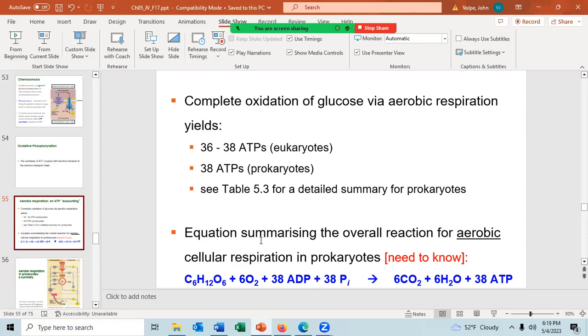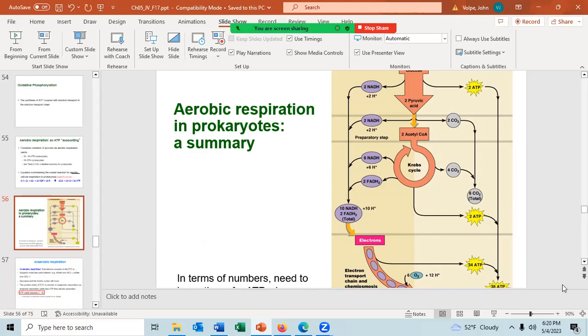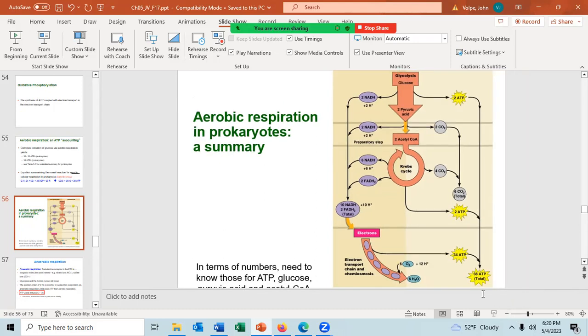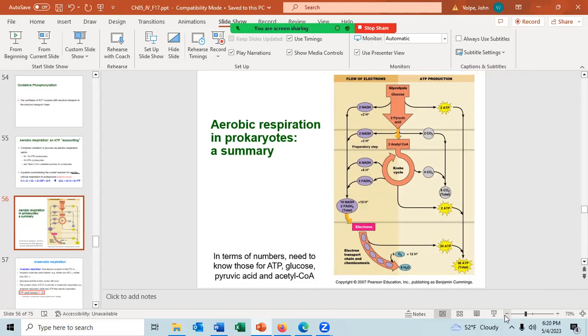And that gives us our summary equation for aerobic respiration in prokaryotes, where we have C6H12O6 glucose plus 6 oxygen molecules plus 38 ADP, 38 phosphates, generate 6 CO2, 6 water molecules, and 38 ATP molecules, which is shown here. Why is that not showing? There we go. All right, any question about any of that?